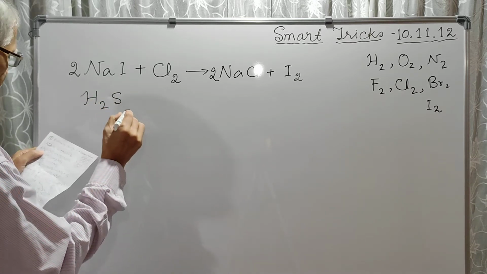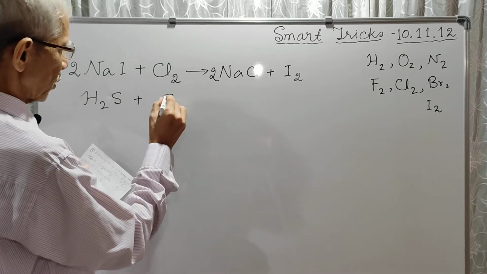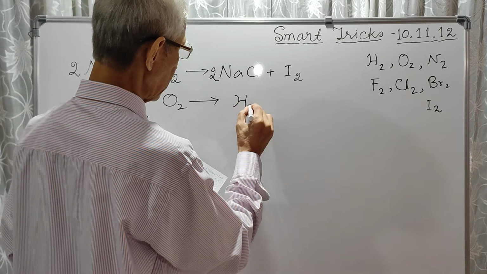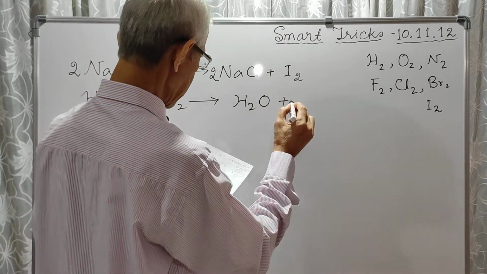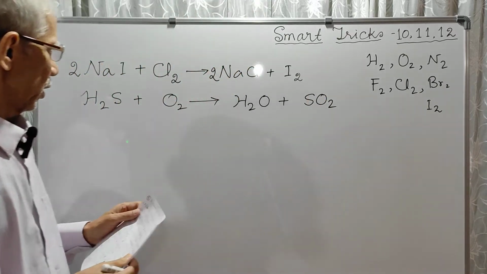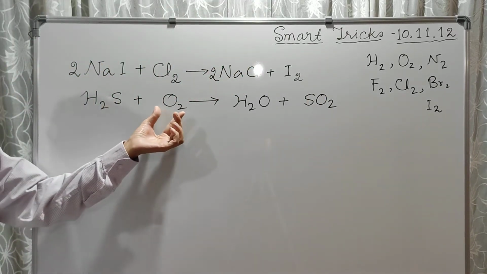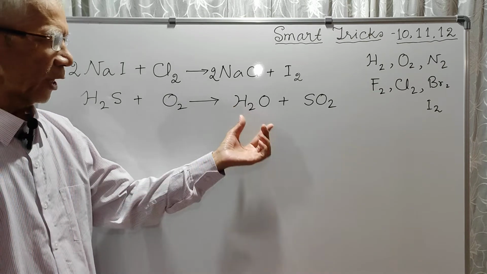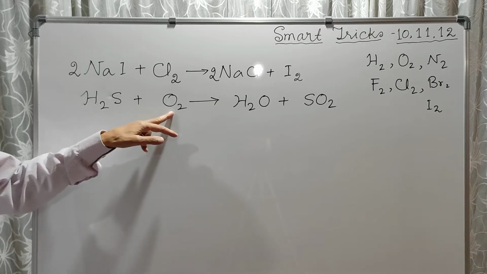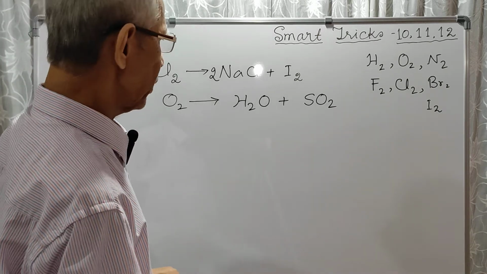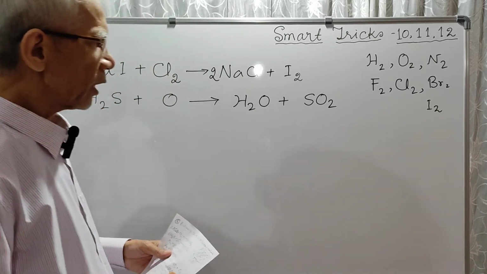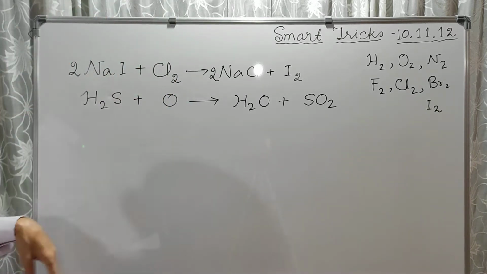Hydrogen sulfide gas react with oxygen gas to produce H2O, water and sulfur dioxide, SO2, sulfur dioxide gas. So hydrogen sulfide gas react with oxygen gas to produce H2O and sulfur dioxide gas. All right. Now here also you see this diatomic molecule. Again, follow the trick. So remove these 2 temporarily. Now see it is balanced or not. If not balanced, you balance it.